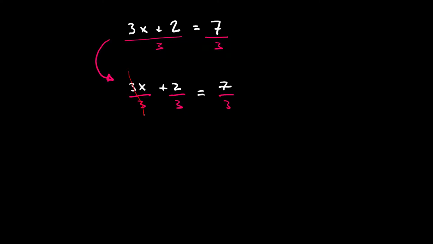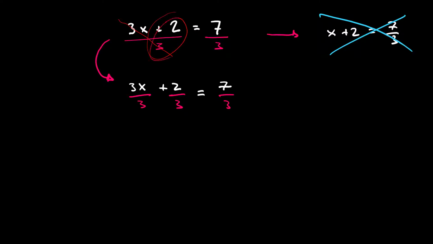Okay? Now, I think it's very easy for students to make this kind of mistake. x plus 2 is equal to 7/3, where they just kind of cancel the 3 that's in front of the x, the coefficient that's in front of x, and then kind of forget about the fact that 2 should also be divided by 3. All right?